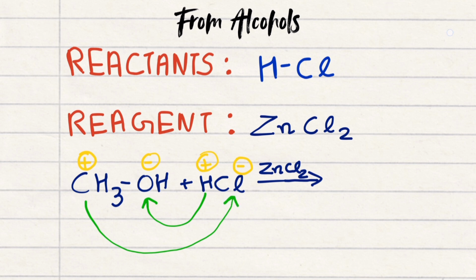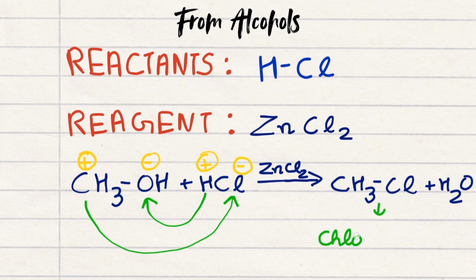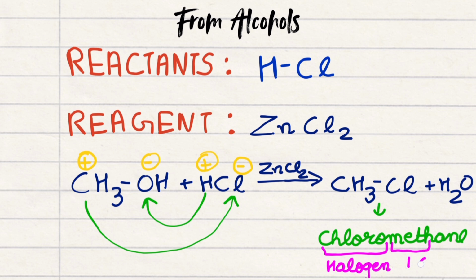Let's see what the answer is going to be. This will become CH3Cl and the byproduct will be water, H2O. Now let's name this compound. This compound is known as chloromethane. Here, chloro is the halogen group, whereas meth refers to one carbon and ane refers to alkane.